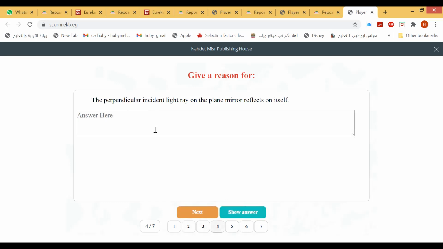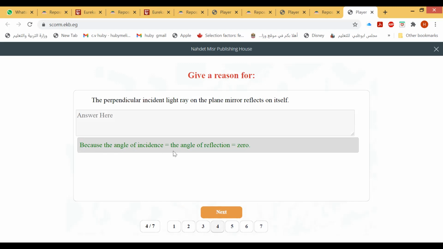Perpendicular incident light ray, this is very important question. Perpendicular incident light ray on a plane mirror reflect on itself because طبعاً angle of incidence equal angle of reflection equal ساعتها zero. يبقى أول ما يقول perpendicular أقول إيه zero.